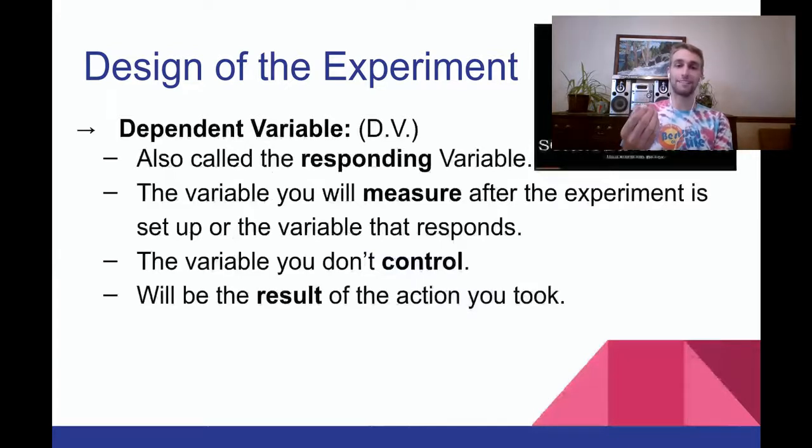Because you are not directly controlling it, you're measuring it, we call it the dependent variable because it depends on the independent variable, or it depends on the conditions for that trial. In a good experiment, any changes in the dependent variable are going to be a result of changes that you made to the independent variable, ideally.